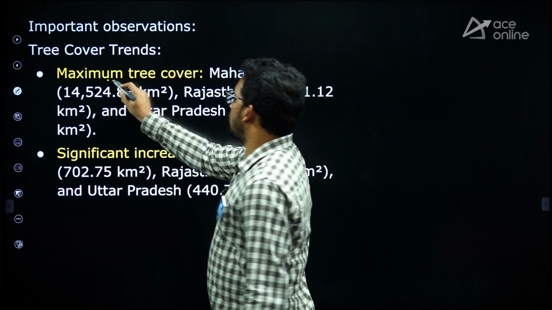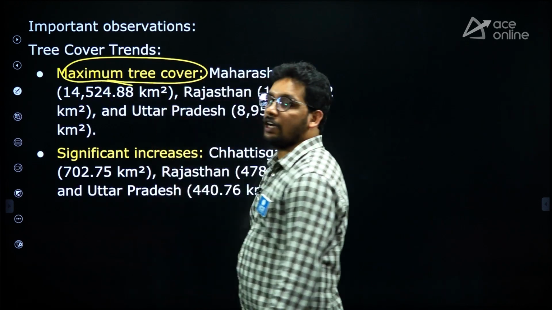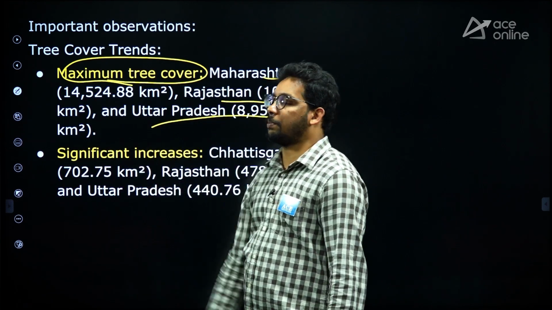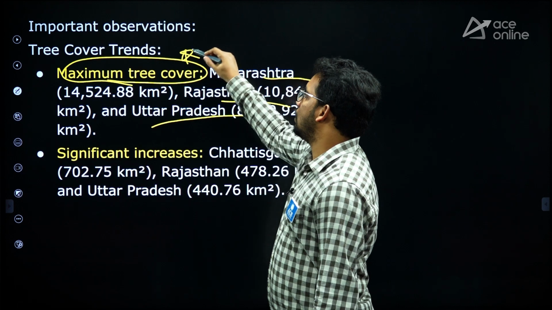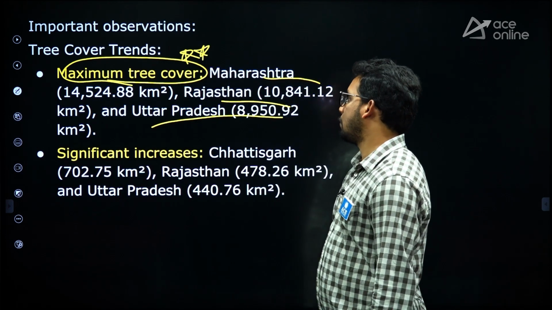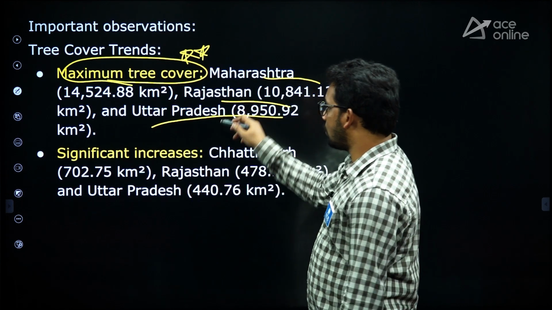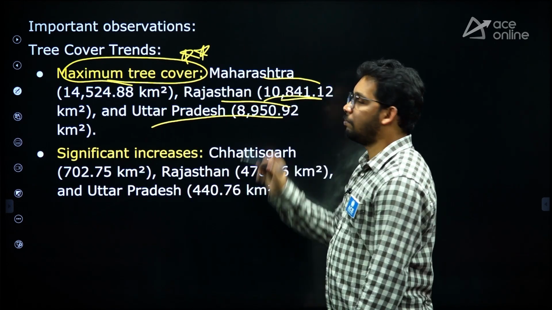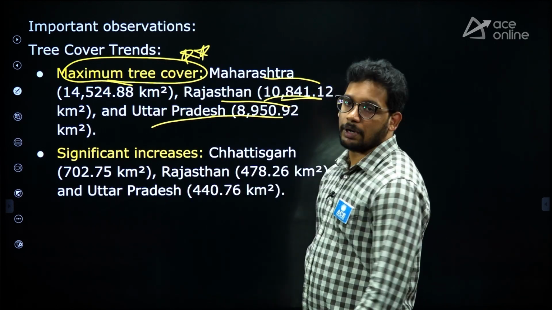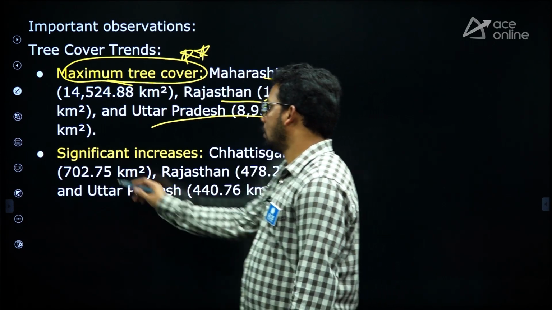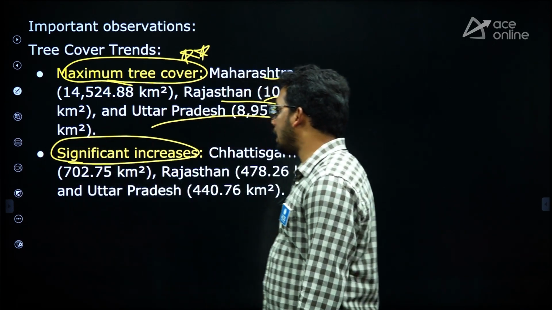Now, tree cover trends. Maximum tree cover is located in which states specifically? Maharashtra, Rajasthan, Uttar Pradesh. So maximum tree cover is located in these three states. Fine. If you are specifically from any of these states, you have to remember the numericals also. But if you are preparing for India level, then you just need to remember the top 3.